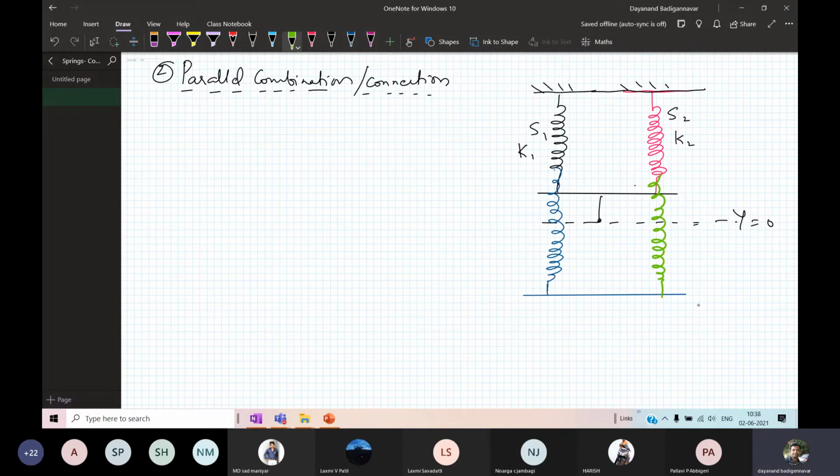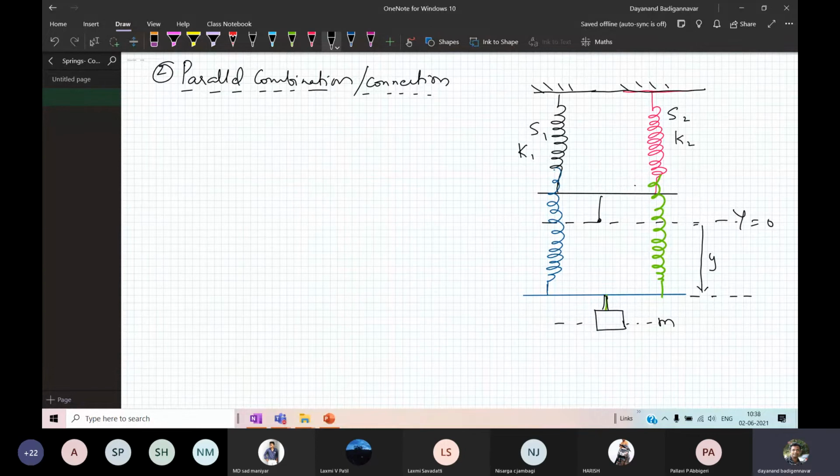Now this is the case when you apply a mass to the springs in parallel. This is the mass that I have hung, M. Once you apply a mass, both the springs get elongated. This much is the elongation.